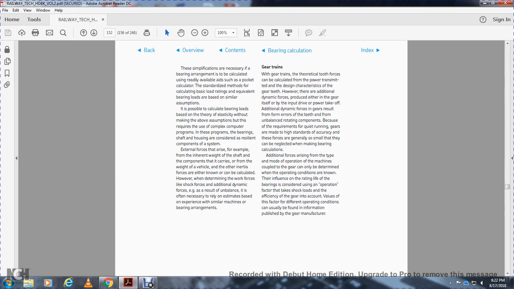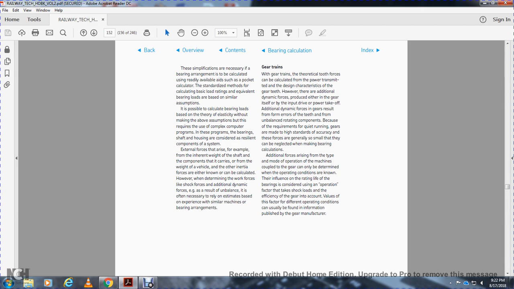Or a gear train. In a gear train the theoretical tooth force can be calculated from the power transmitted and the design characteristics of the gear teeth. The additional dynamic forces are produced by the gear itself, the input of the drive or the power take-off, and by the unbalance of the rotating components. Quiet running gears are made with a high standard of accuracy, so these forces are generally so small that they can be neglected in the bearing calculation.